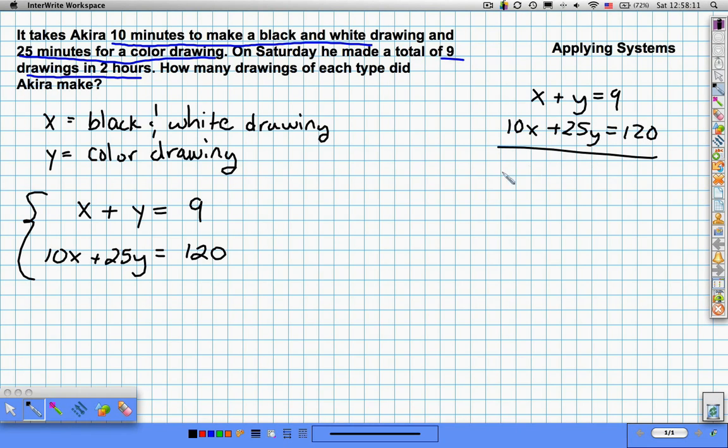Now, to solve this by elimination, I need to have my inverses. So I'm going to cancel the y term. That means I need to multiply the first equation by negative 25. So I get a negative 25x and a positive 25y, and the y's cancel out. So my new system will look like this.